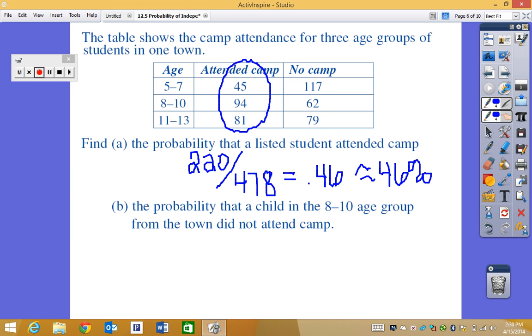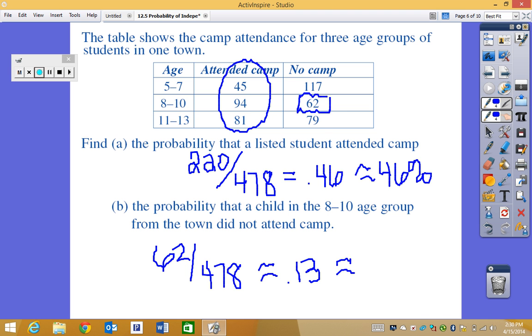Now, the probability that a child in the 8 through 10 age group from the town did not attend camp. So that's 62 students divided by the total surveyed, which is approximately 0.13, or about 13% of the students in ages 8 through 10 did not attend camp.